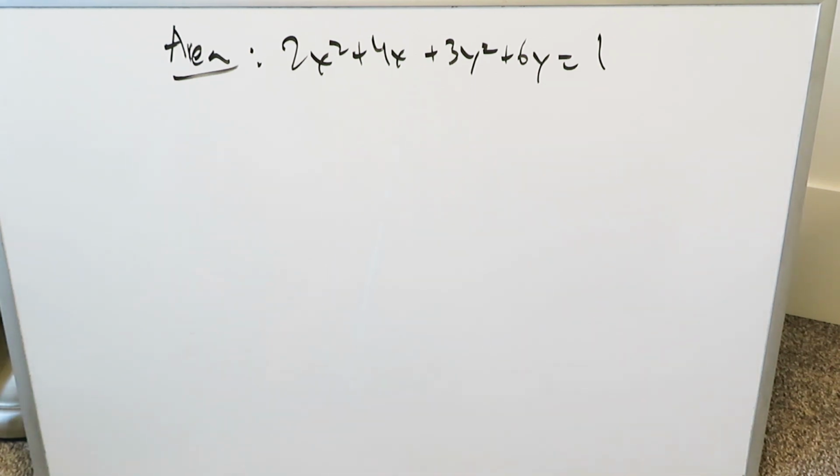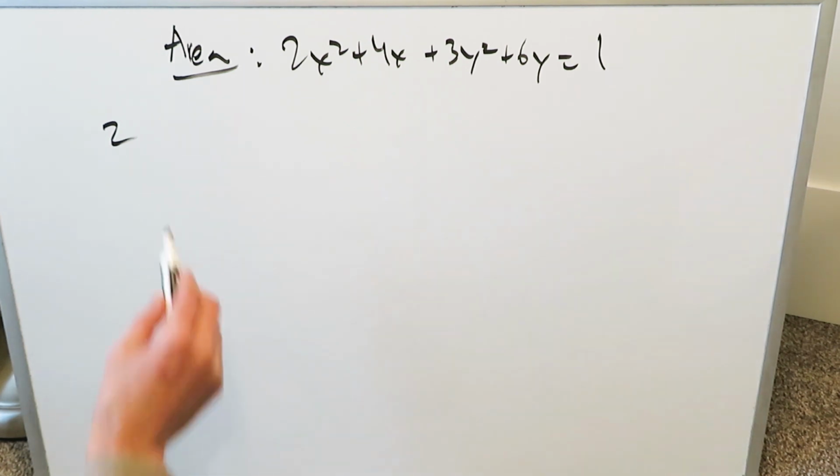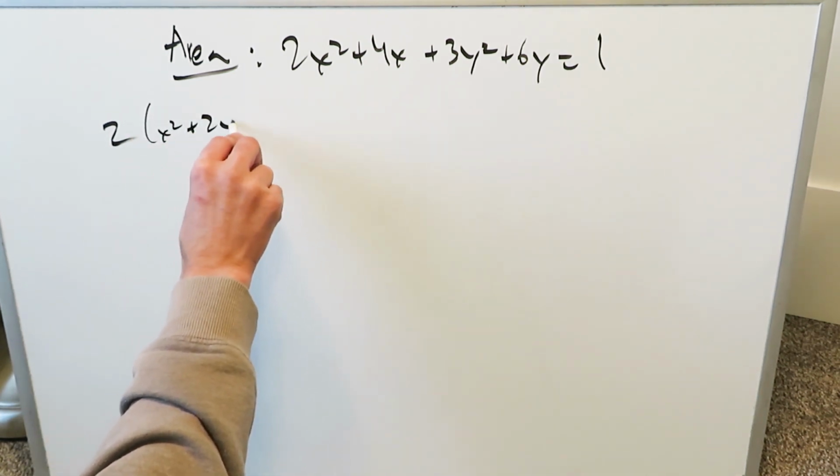I am Mr. Ish. We have to find the area enclosed by that equation that you see, 2x squared plus 4x plus 3y squared plus 6y equals 1. When you're looking at an equation like this, you have to complete the square and bring it into a better form. You're going to start by isolating 2, and then you'll have x squared plus 2x.